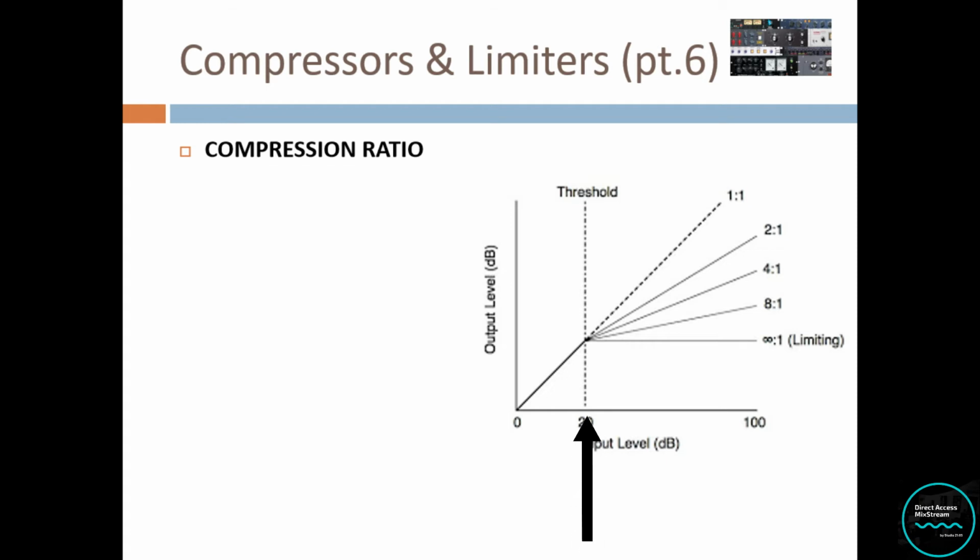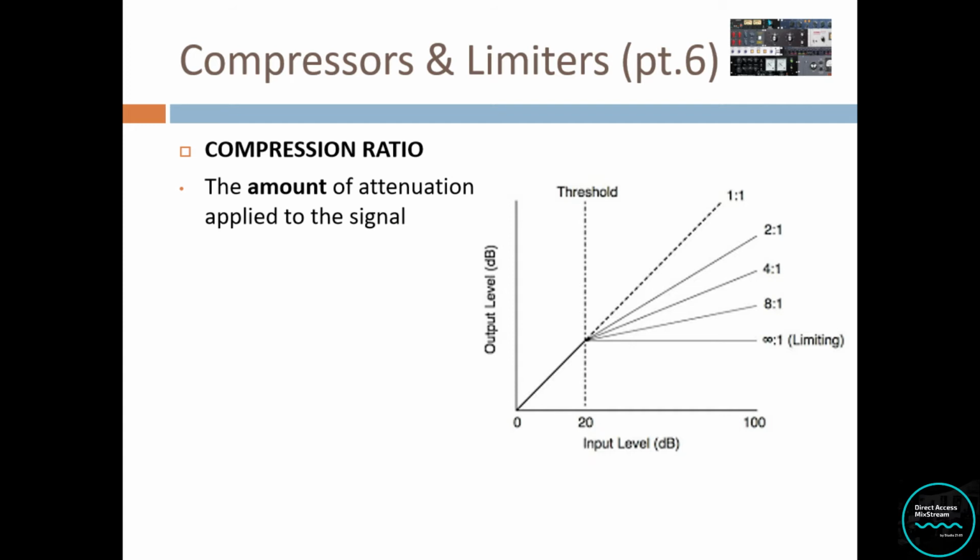So let's look at the first one. The amount of attenuation applied to the signal. A 1-to-1 ratio is unity gain. That means there's no attenuation, no compression. So look at the first line, the straight diagonal line that goes 1-to-1. It means that your input level is 20, your output level is 20. There's no compression taking place. That's what we mean by a 1-to-1 ratio.